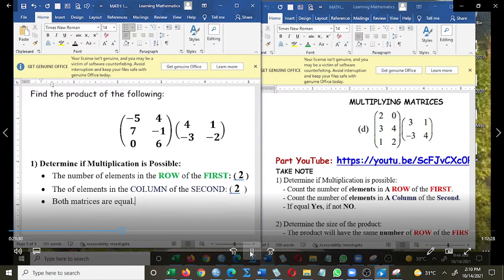So that's what you're thinking. Think about what you just said. You said both matrices are equal. Is that what these two observations say?